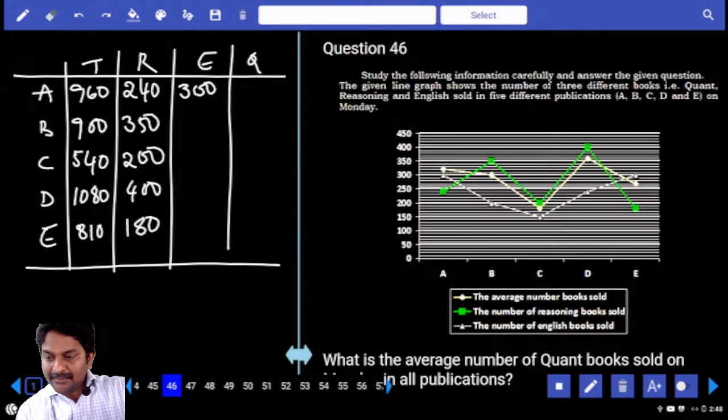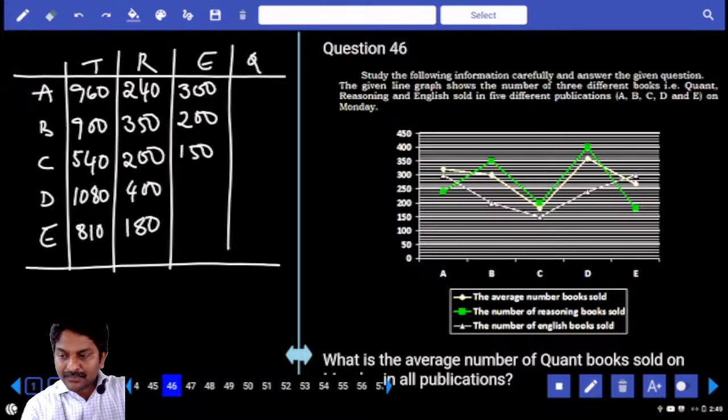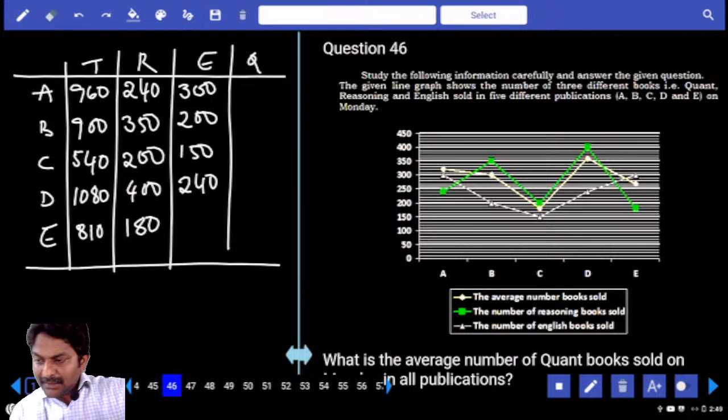300, follow the line. Next is 200. Next is 150. Next is 240. And the last one, 300.